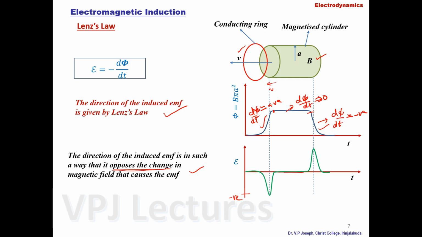Then as the cylinder leaves the circle, the magnetic field is reducing. Then the circuit produces a magnetic field in the same direction, so the EMF will be opposite. So this will be the region. So we can see Lenz's law, the negative sign given to Faraday's law, minus d phi by dt. The minus sign produces EMF corresponding to increasing and decreasing regions in opposite directions.